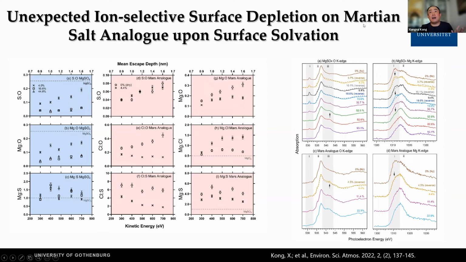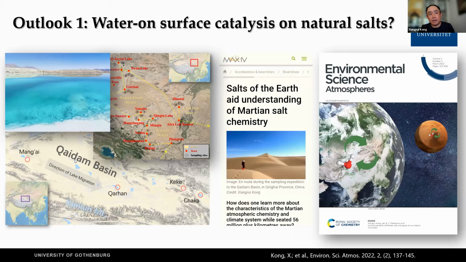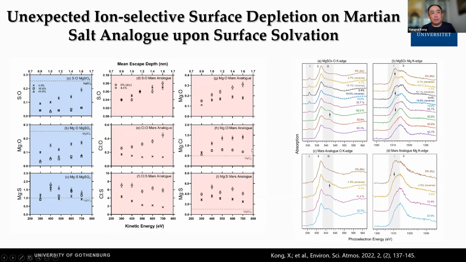And we see some unexpected ion selective surface depletion on this Martian salt analog upon surface solvation. By the way, this Qaidam basin has been considered as one Martian analog. So these brines of the salt can maybe have some indication of the environment on Mars. These are illustrated by this cover art of our study. And this is some ongoing result. We're gonna submit this one hopefully this week.